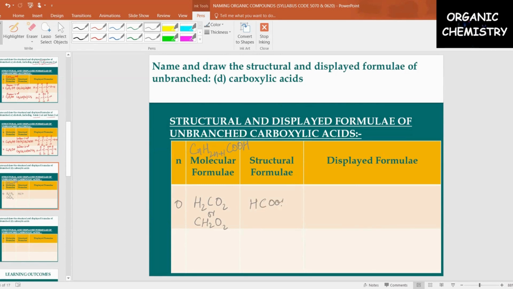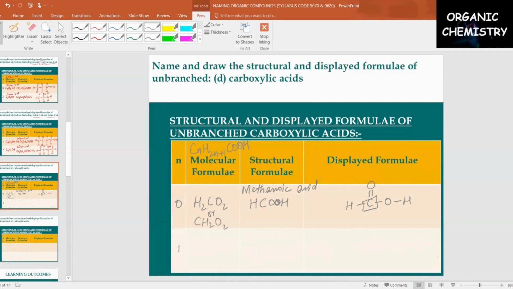Structural formula for this one will be HCOOH. It will be like this. What about the displayed formula? Carboxylic acid contains the functional group COOH, so you must have C double bond O and OH in each carboxylic acid. This becomes simple, as you have to place only the 1 hydrogen atom which is left. This is the first member of carboxylic acids, and as it contains only 1 carbon atom, we call it methanoic acid. The names of carboxylic acids end in -oic acid. Second member, the value of N is 1.